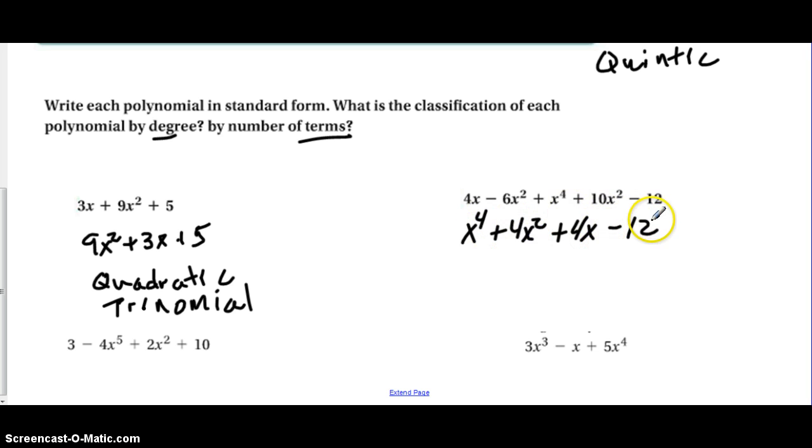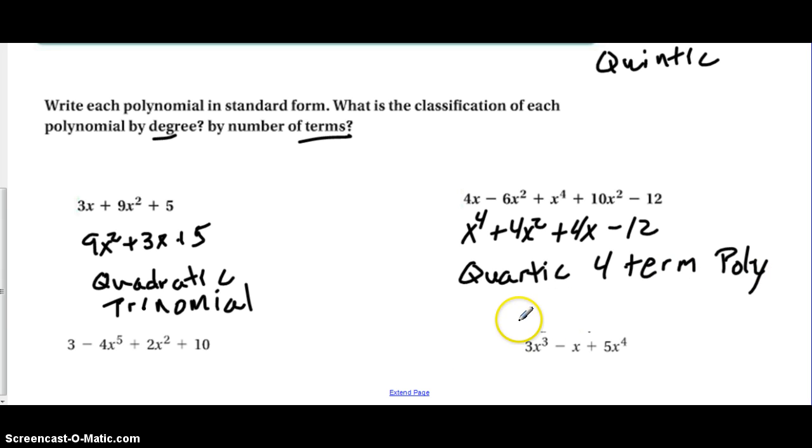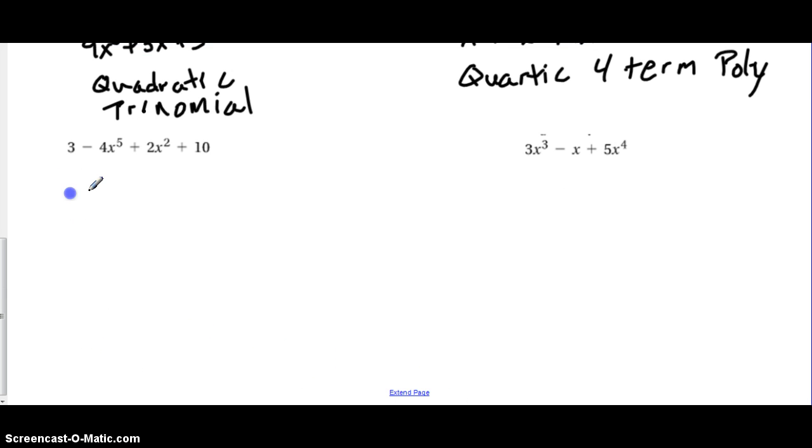So it has 1, 2, 3, 4 terms. So it also has a 4th power. So this would be a, if you will, quartic four-term polynomial. And we could say quartic polynomial, but I think it's better to say quartic four-term polynomial so people don't get confused. Next one, we have to go ahead and rearrange these, put it in standard form.